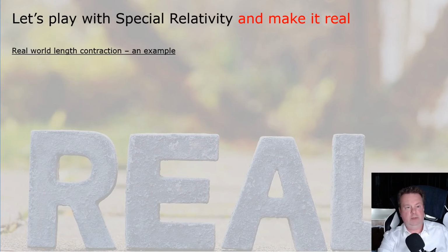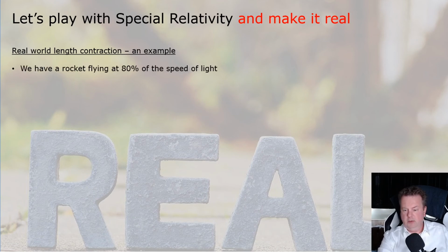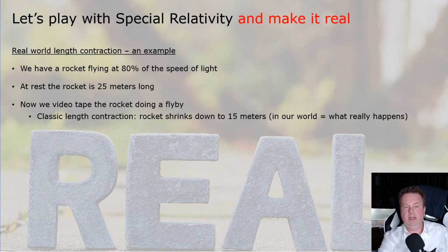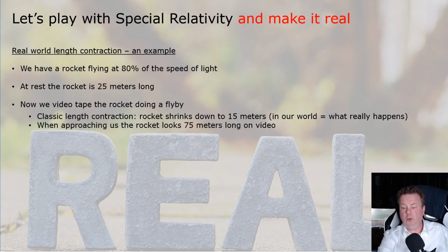Length contraction. If you make this real world, also strange things really happen. We have a rocket at 80% of the speed of light. It's 25 meters long, and we are going to videotape a flyby. In real life, it will shrink down to 15 meters. This is what actually happens. But on video, it will look like the thing is 75 meters long.